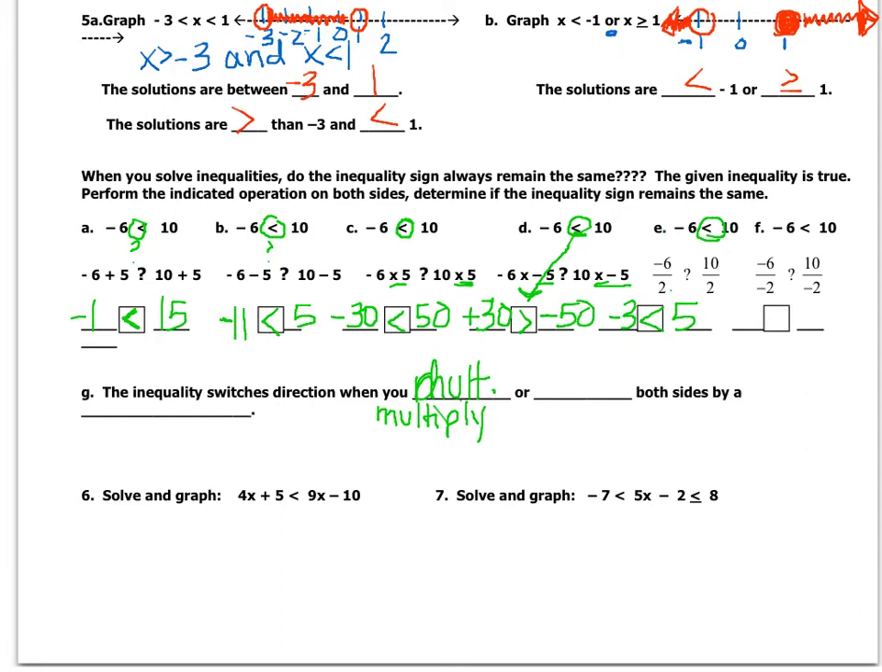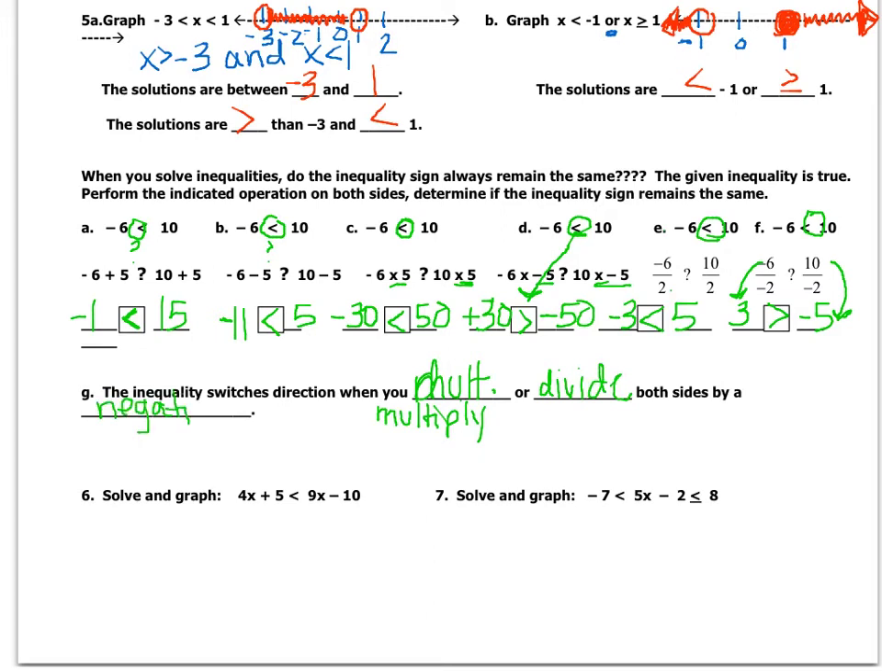For F, I'm going to divide both sides by -2. -6 divided by -2 is positive 3. 10 divided by -2 is -5. Now look at -6 to 3, opposite sign. 10 to -5, opposite sign. So dividing by a negative switched the sign of the number. Let's see if it switches the inequality sign. We had a less than here. Let's see if less than works. Is 3 less than -5? No, 3 is greater than. So the inequality switches directions when you multiply or divide both sides by a negative.